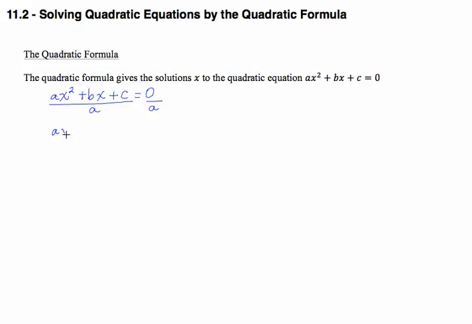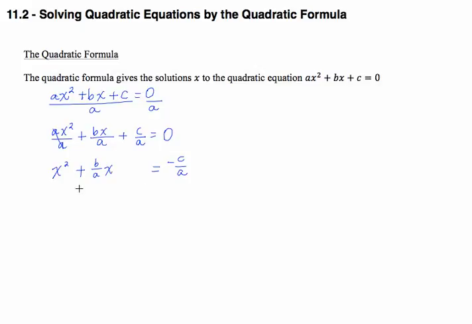Okay, when I do that, I'm going to split this into three fractions on the left side. And on the right side, 0 divided by a is 0. Those a's cancel, so we have x squared plus b over a, which is really the coefficient of x there, plus c over a equals 0. But actually I'm going to go ahead and do the next step of completing the square, which is to move the constant term, that is the term without any x's, over to the other side.